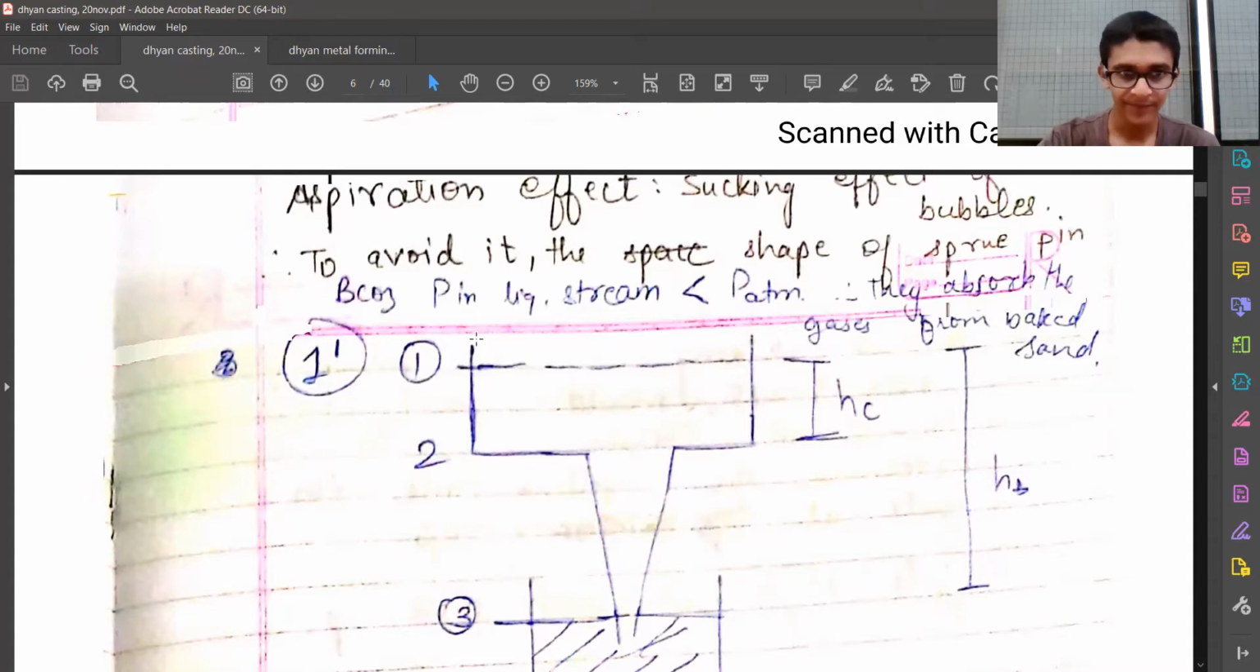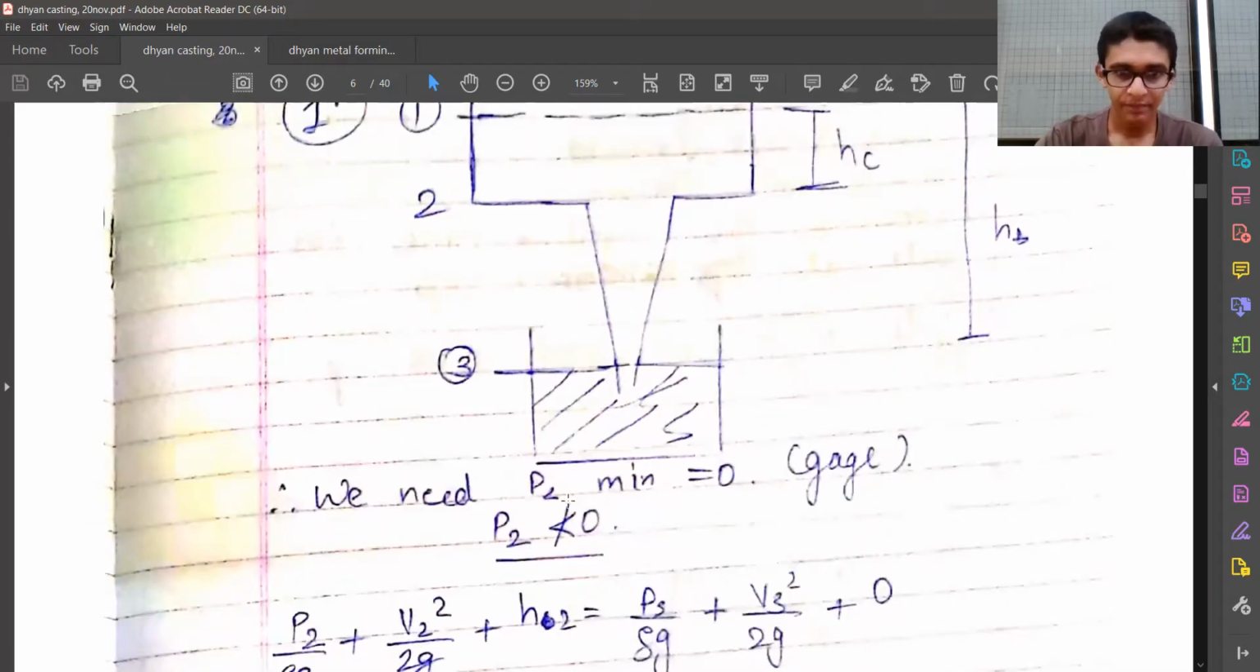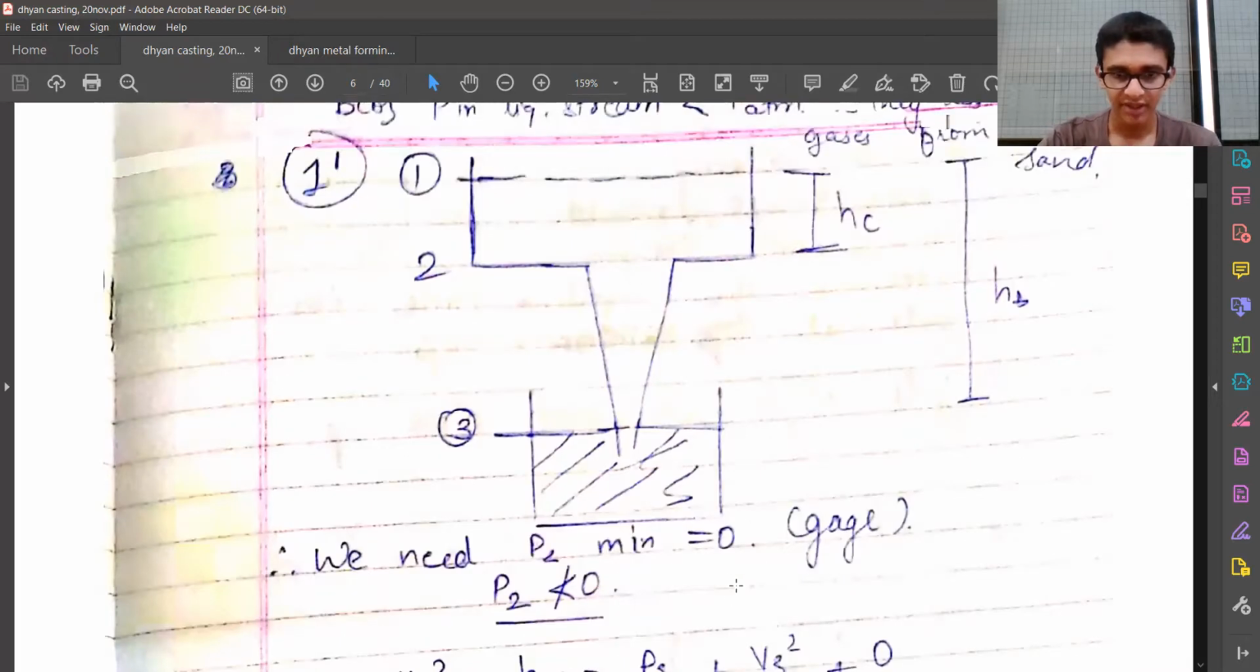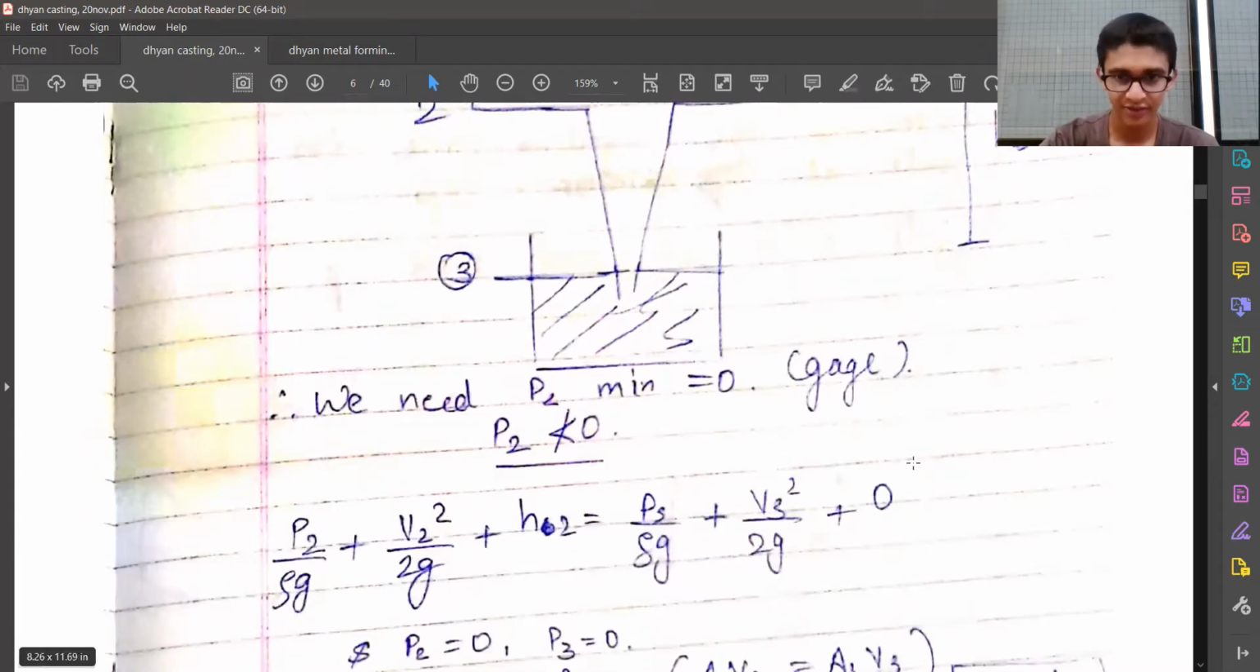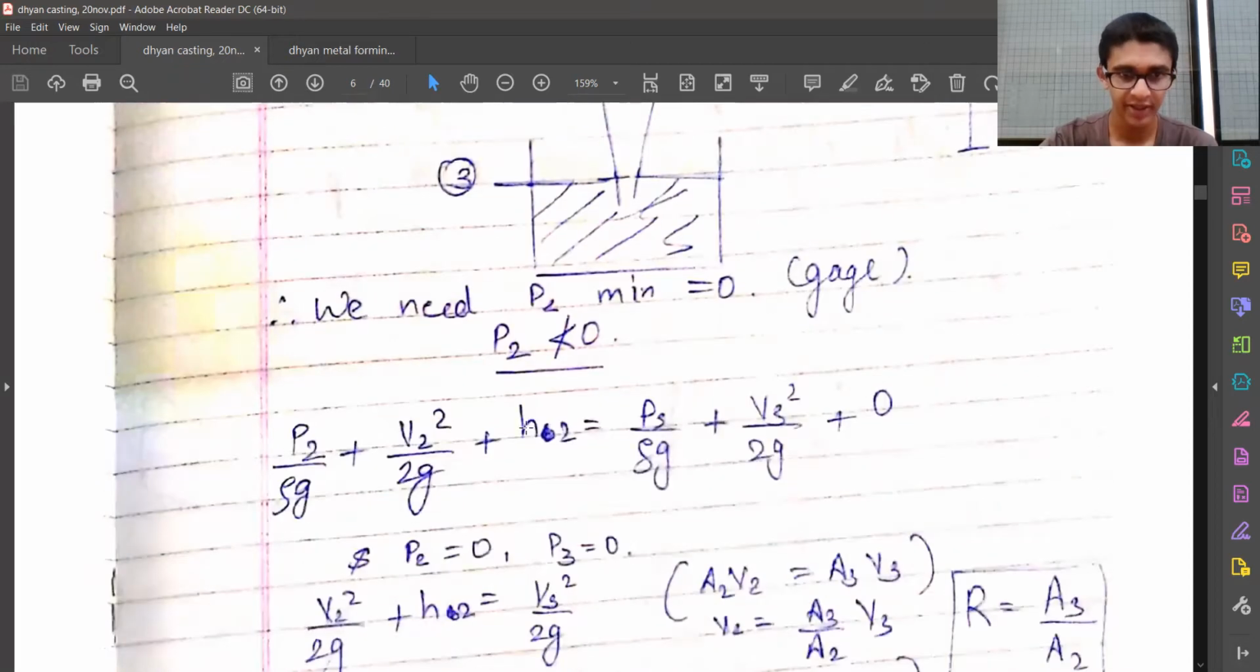The shape of the sprue should be changed, because the pressure in the liquid stream over here is less than the atmospheric pressure. They absorb the gases from the baked sand. This is the baked sand, because when we are going to pour the metal, the melt is at high temperature. That's the reason heat transfer will occur, and the sand will be baked. So now we need P2 minimum, the minimum pressure over here, equal to 0. That is, the gauge pressure should be at least 0 or positive. It can't be negative. So let's write again the Bernoulli's equation between locations 2 and 3.